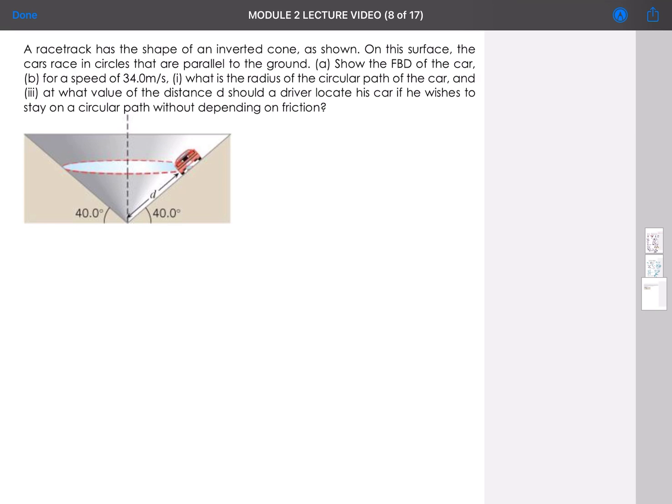B, for a speed of 34.0 meters per second, what is the radius of the circular path of the car? And at what value of the distance should the driver locate his car if he wishes to stay on a circular path without depending on friction? All right. And so first is that we are going to illustrate the free body diagram of the car.